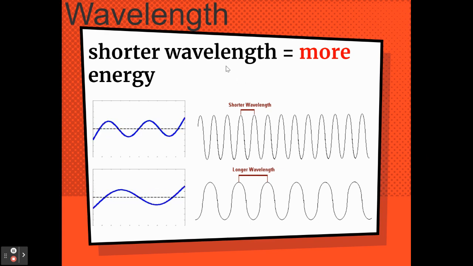Shorter wavelength means more energy. So see how there's a shorter wavelength, there's more energy here, right? When we talk about amplitude, if the amplitude is bigger, then it also has more energy.